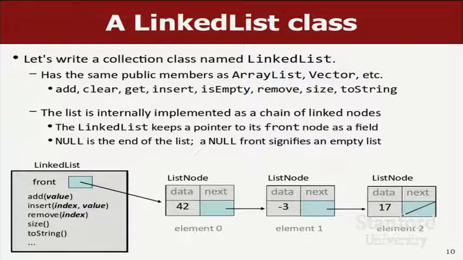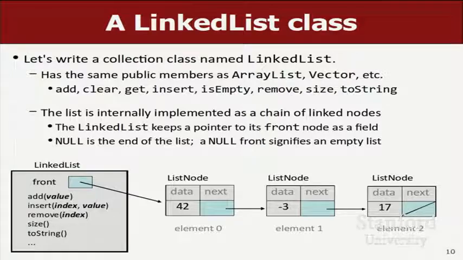But now what I want to do is rewrite all of the same operations that a vector has. But instead of using an array to store the data, I want to use a chain of these list node thingies, and use that to store the data. I can implement all the same operations using that representation. And I want to call that class that does that linked list. Okay? That's what we're going to do today.